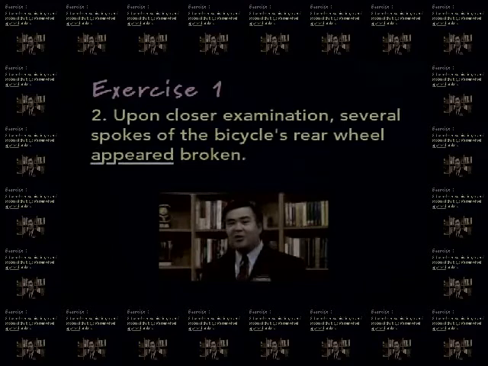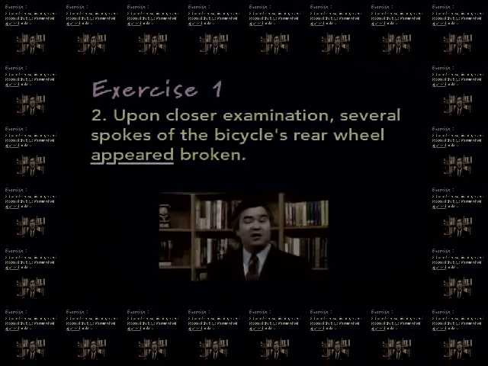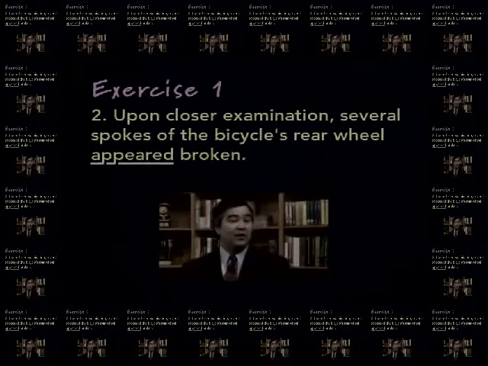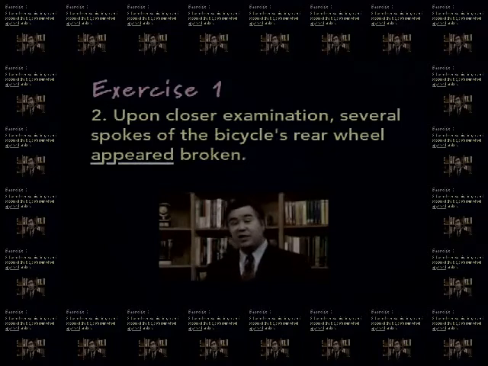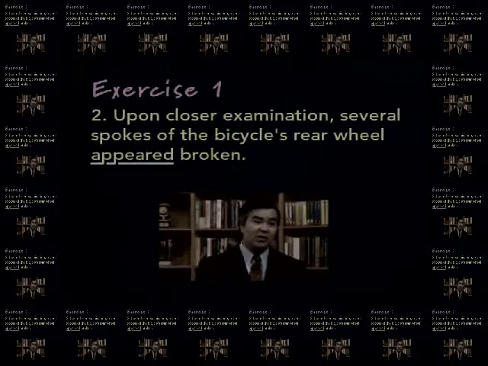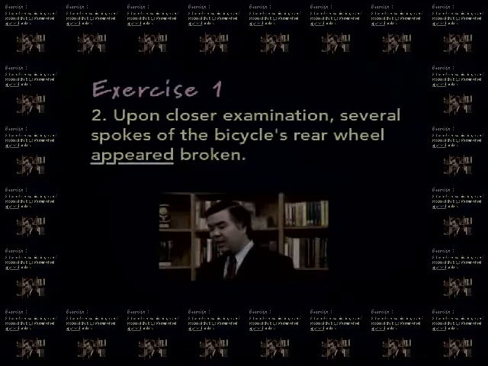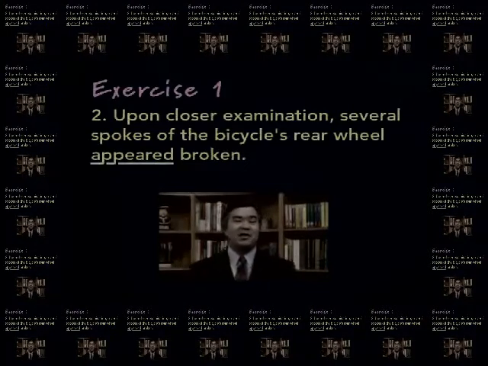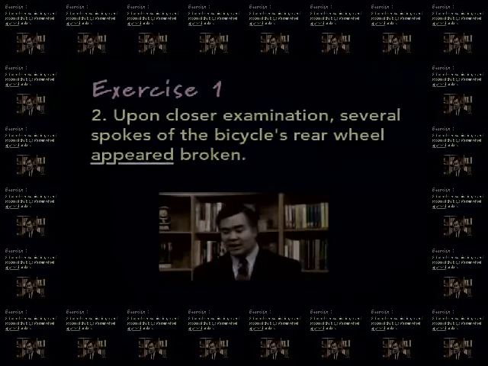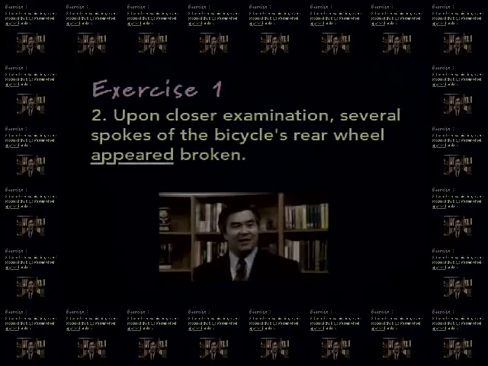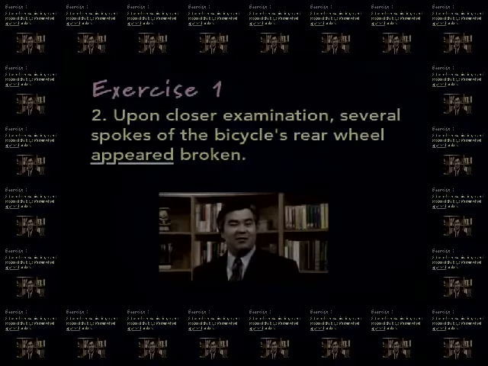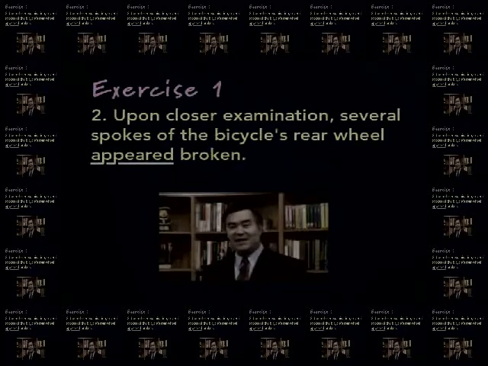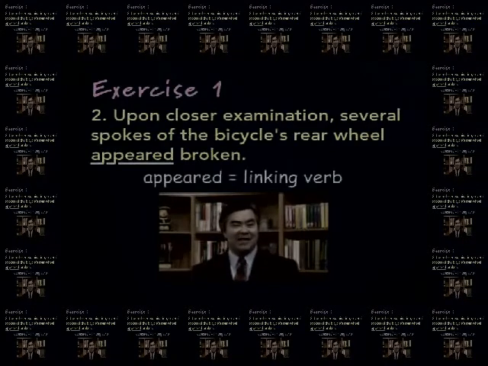Namely, they were broken. The word appeared is being used almost as the equivalent of the verb to be, and the two things are being linked. The spokes, which is the subject of the verb appeared, and the word broken, which comes after the verb, those two things are being linked, and we're being told that the spokes were broken. What comes before and after the verb are being equated in this sentence. So appeared is being used as a linking verb.